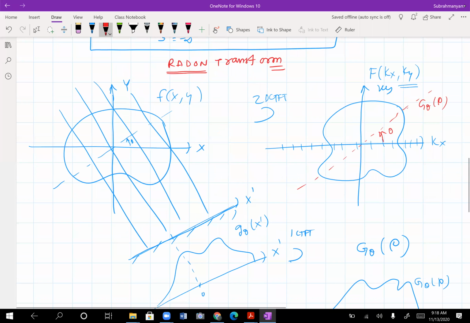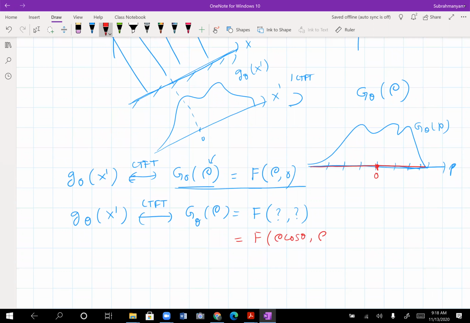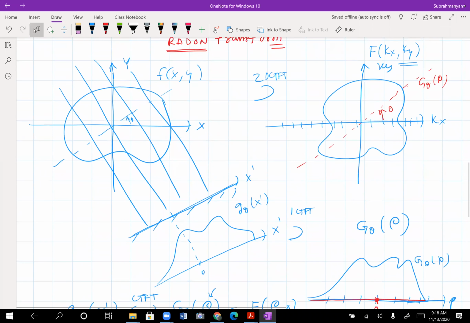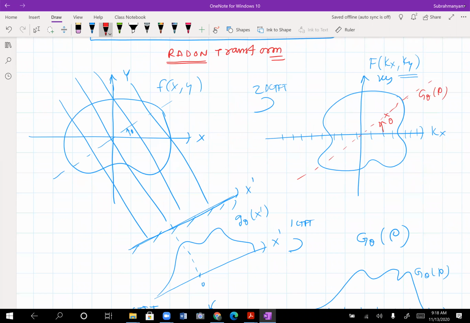Now, is ky 0 here for this point? Rho sin theta. For a given rho, any point you take across this, this is your rho value basically. So the x value would be equal to rho cos theta, and the y value would be equal to rho sin theta, because this angle is equal to theta.